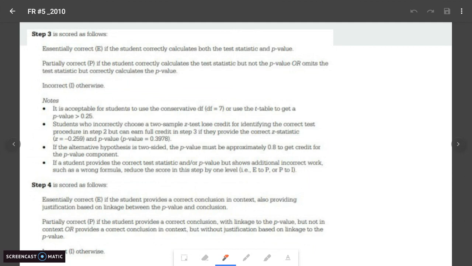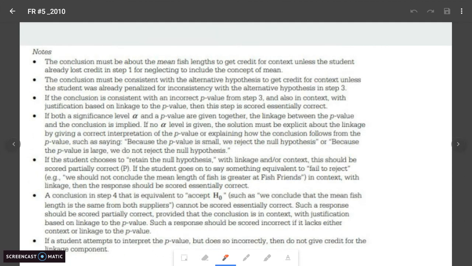And there's some notes about that and conclusions that the grader could have looked through. So take a chance and look through this slide as well and see that.